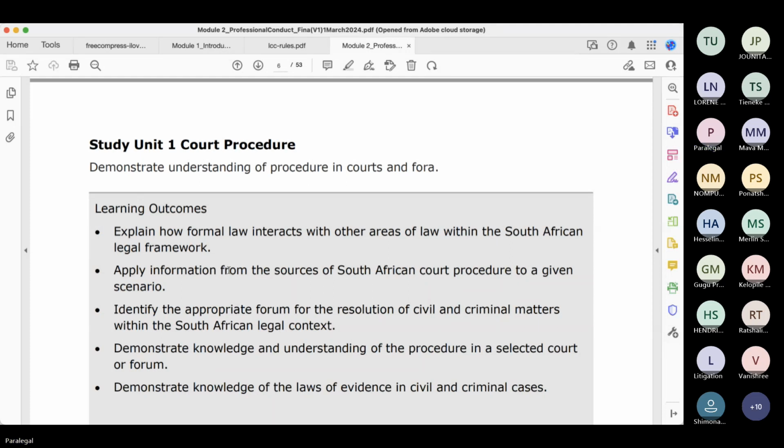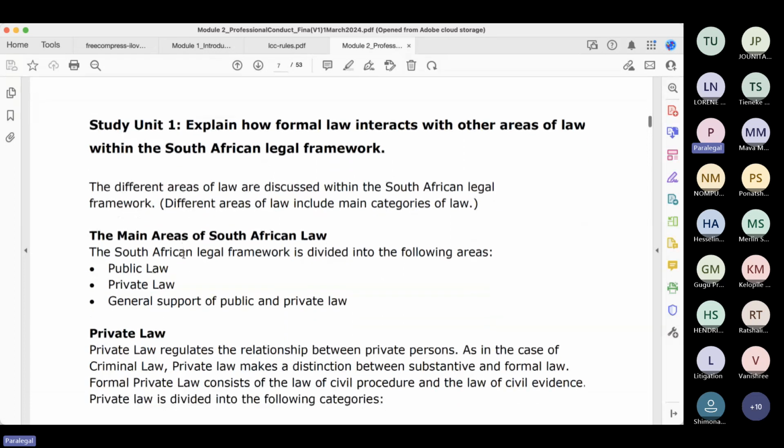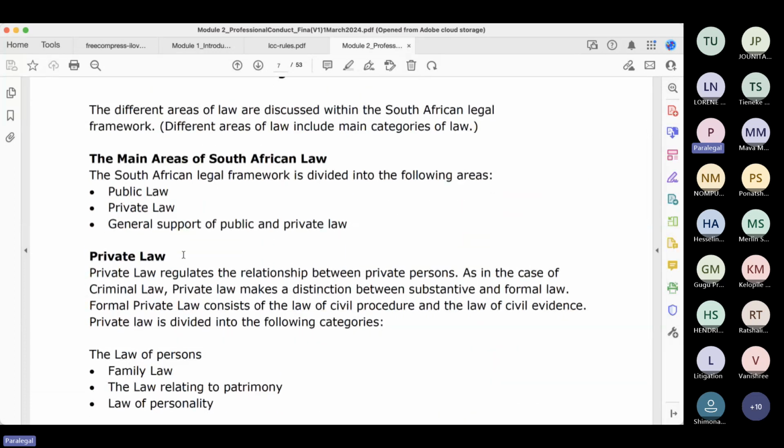So, case in point, always make sure that when you're dealing with these matters, you're able to ask the right questions. But if you're going to ask the right questions, you need to understand the areas of law you're dealing with. In the previous discussions and the previous modules, we have seen that there's public law, and we've gone at length to explain it. We've said there's private law, but there's general support of public and private law from other pieces of legislation and legal frameworks that we will now discuss.